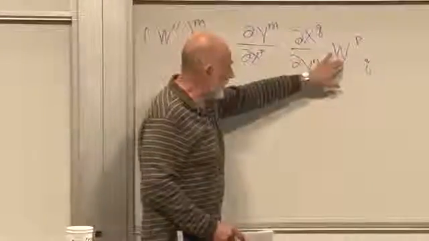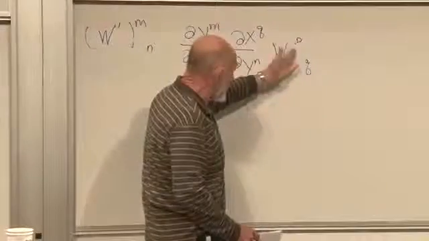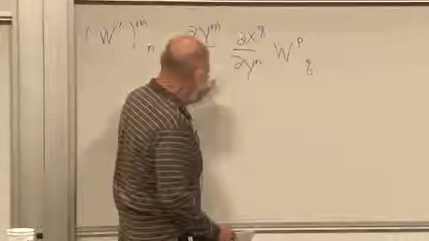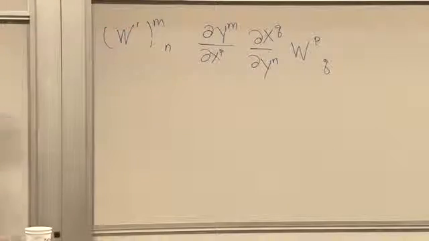We're going to have a W here, unprimed W. It's going to have some components. Let's call them p and q. And the p's and q's have to balance. All right, this is very general.